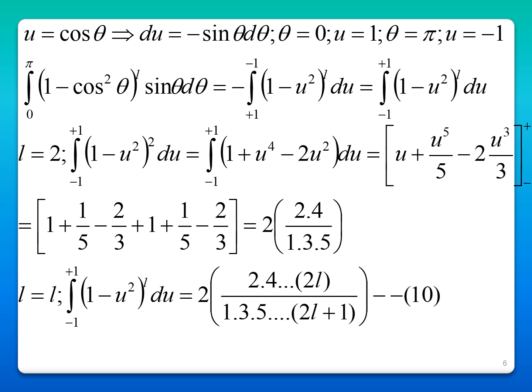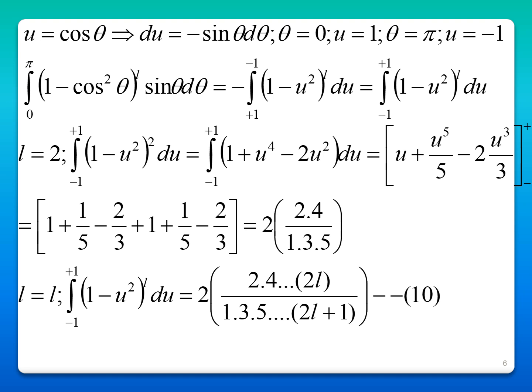And suppose if you take L is equal to 2, then it is (1 minus u squared) whole squared du, so integral from the limit minus 1 to plus 1. And (1 minus u squared) whole squared is 1 plus u^4 minus 2u squared. Now if you integrate and substitute the limit, we can get it is equal to 2 into 4 divided by 1 into 3 into 5.